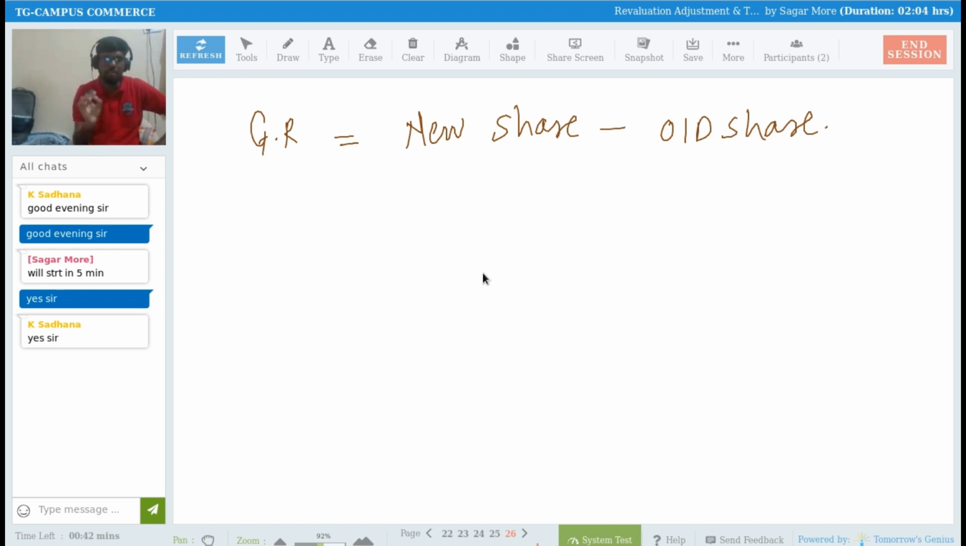By solving this, if I'm getting a positive answer, it's my gaining ratio. If I'm getting a negative answer, it's sacrificing. Simple, right? If I get a positive answer, it is a gain. And if I get a negative answer, it's a sacrifice. That partner is sacrificing, right? That I know.